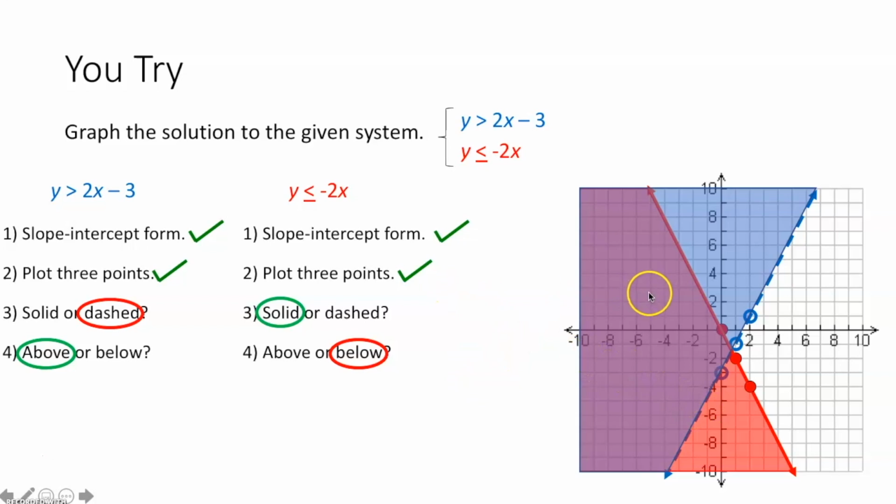Again, your solution set is going to be wherever the 2 shades cross. That would be this purple region right here, so shade that in a little bit darker, and all points in this solution set will cause both of these inequalities to be true if you were to plug them in.